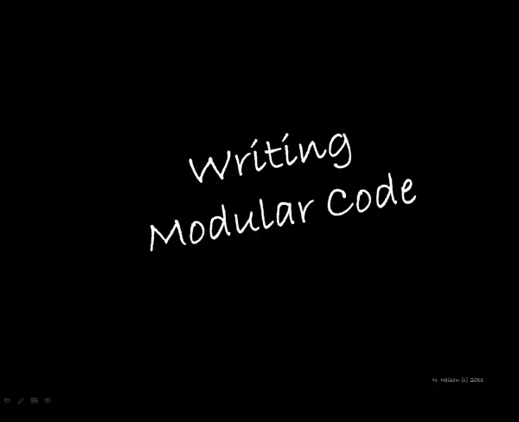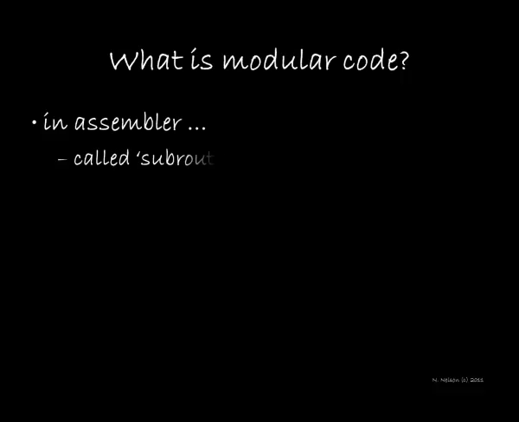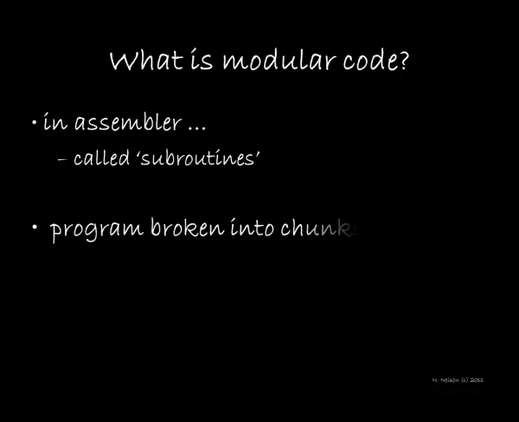Writing modular code. So far all the assembler code you have written has been in one main function, which in assembler is called a subroutine. This is fine for very small programs, but as you add more functionality to your code, it's much better to break the overall task into smaller chunks, each of which has its own specific task to perform.